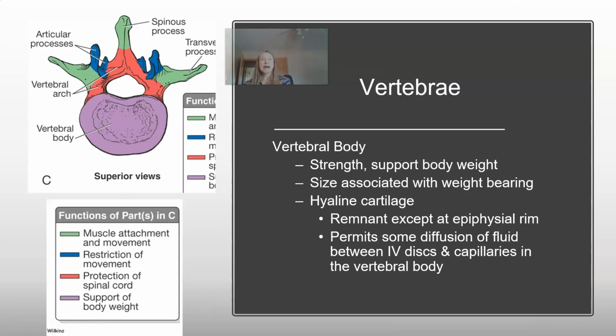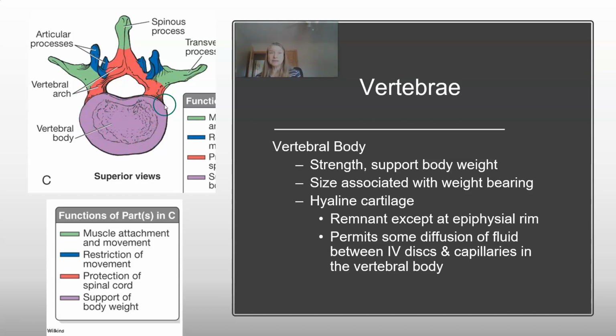Let's take a look at parts of the vertebrae then. So here, we're going to talk about the vertebral body. That's that centrum that I was talking about on the other slide. We're ignoring this other part for now. So this vertebral body, or the centrum, provides a lot of strength and support, especially in mammals.